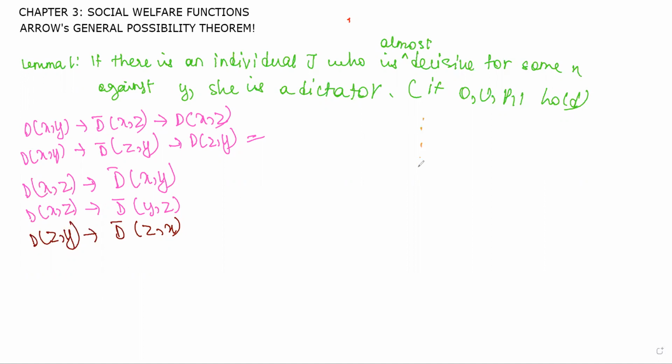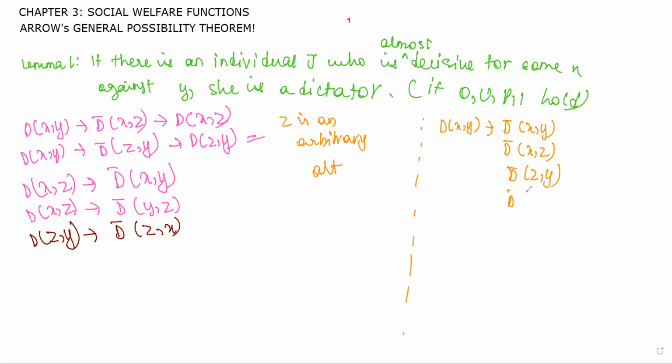So note here, let's keep track. We started with this. What all have we got? We've got full decisiveness for X against Y. We've got full decisiveness for X against Z. Z is an arbitrary alternative. Right? We got decisiveness for Z against Y. We got decisiveness for Y against Z. And we got full decisiveness for Z against X. This is 1, 2, 3, 4, 5. The last thing which is left is to show almost decisiveness for Y against Z, which we can get from here, implies full decisiveness for Y against X.